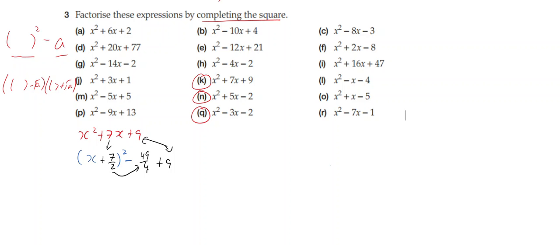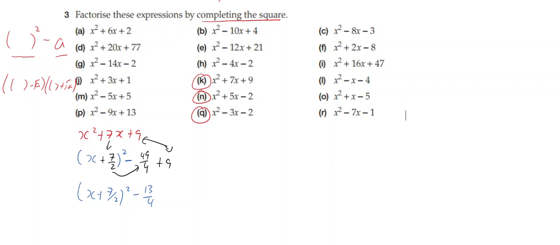Now, you've got to deal with the fraction, because we want to combine these two together. So this is x plus 7 on 2 squared, now negative 49 on 4 plus 9. So we've got to get the 9 over 4. If you want to put a 9 over 4, you've got to times 4 by 9. So 4 9s are 36. So 36 minus 49 is minus 13. So it's minus 13 over 4.